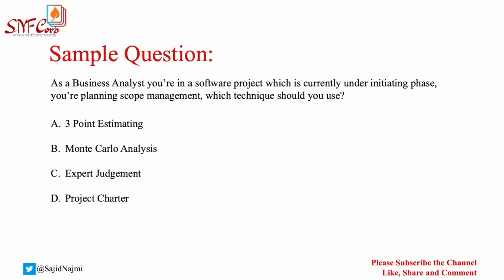As a business analyst, you are in a software project which is currently in the initiating phase, the first phase, where we are initiating the project, and you are planning scope management. You are actually planning what scope is needed, and what we have to do, what we do not have to do. Which of the below techniques should you be using? I want everybody to answer, please. You can answer in the chat. Just write A, B, or C in the chat window on Zoom. And if you don't understand the question, just ask me. I'll help make it easy for you to understand.